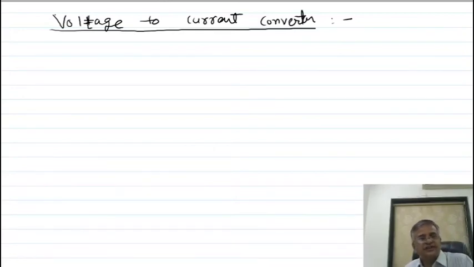So such a circuit, the voltage to current converter circuit, is used in an AC or DC voltmeter. It is used in a Zener test circuit.